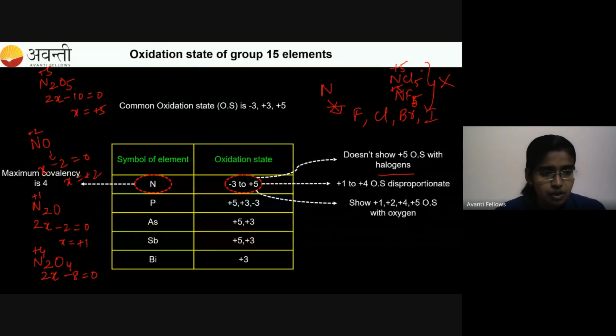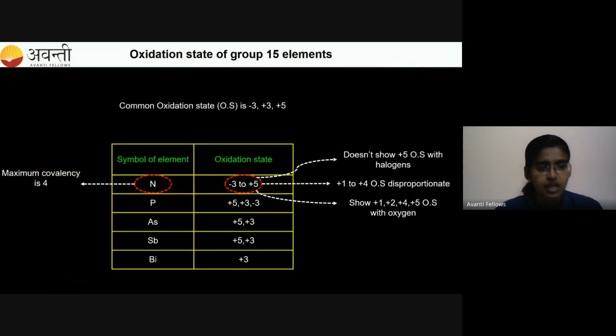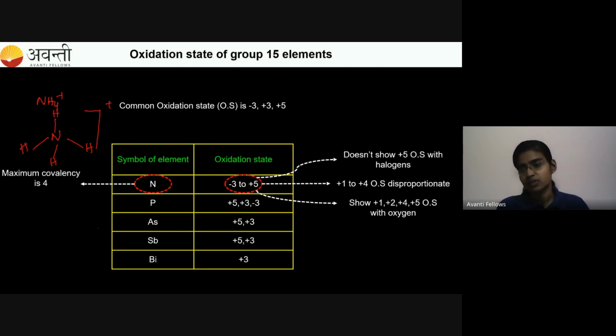which is the covalency concept. So the maximum covalency of nitrogen is 4, like in the case of NH4 plus, you might have seen. So in this compound, nitrogen is having 4 bonds, right? So nitrogen can have only 4 bonds with it. Maximum covalency is 4 for nitrogen.